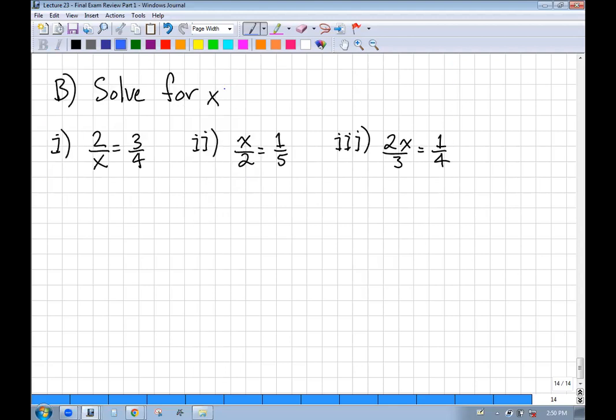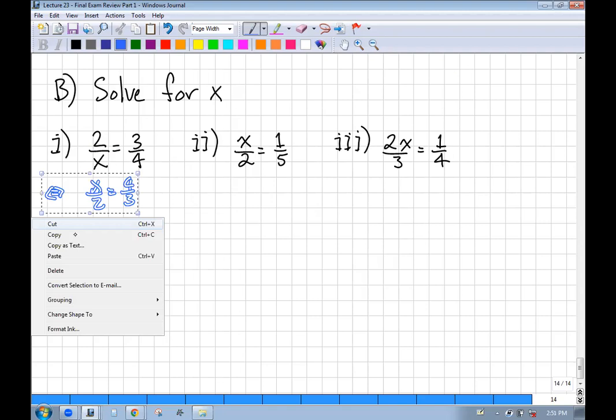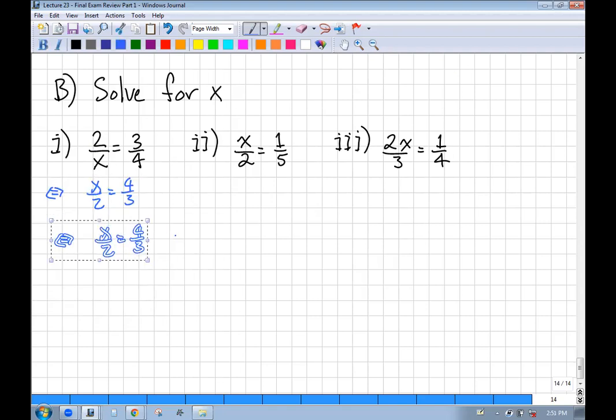All right, solve for x. Something like this, because it's a simple fraction equals a fraction. I don't like the x on the bottom. You could do your cross multiplying, whatever. The way I would do this is I'd flip over both sides. Then, because the x is divided by 2, I'd multiply both sides by 2. So 4 times 2 is 8 divided by 3. So this is the work that I would show. There's other ways to do it.